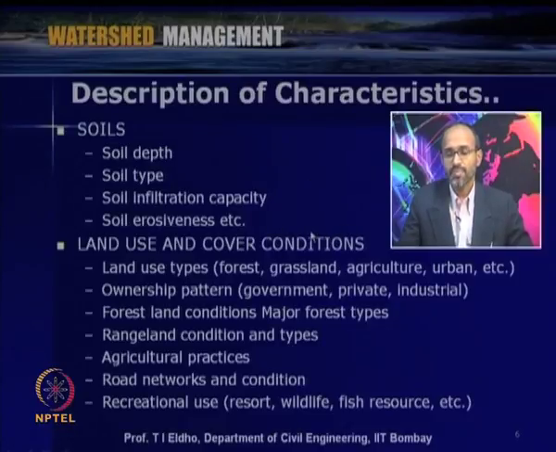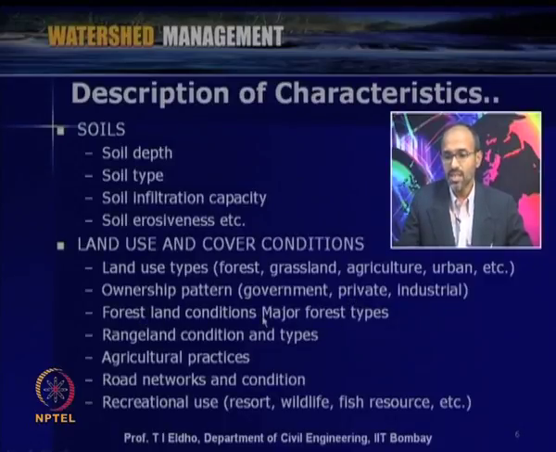And then finally, the land use and land cover conditions. Many parameters, like Manning's roughness coefficient or the agricultural pattern, will be according to the land use and land cover. Land use types include forests, grassland, agricultural land, urban land, etc. Then the ownership pattern of the land, whether it is government land, private land, or industrial land. Accordingly, the various things we can do within the watershed will vary.